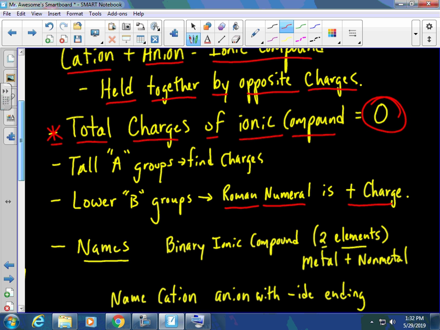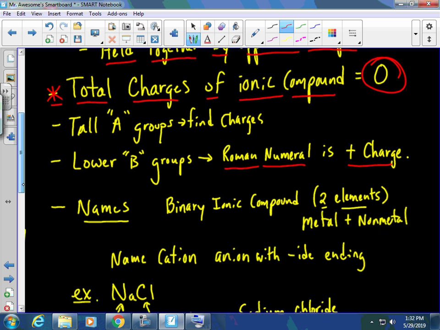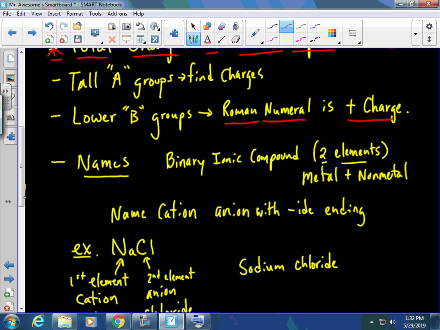So we also have to be able to recognize some names right off the bat. I'm not talking about actual naming yet, but I want you to understand what it means when we see names. So there's a couple different types of ionic compounds that we're going to run into. Okay, so for doing names.